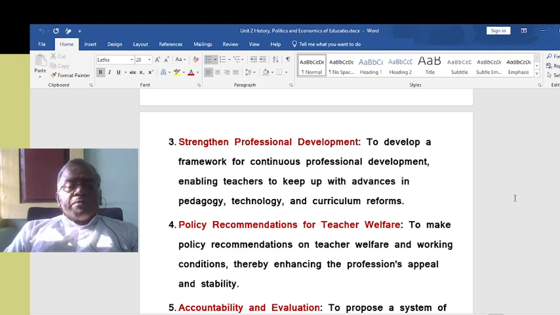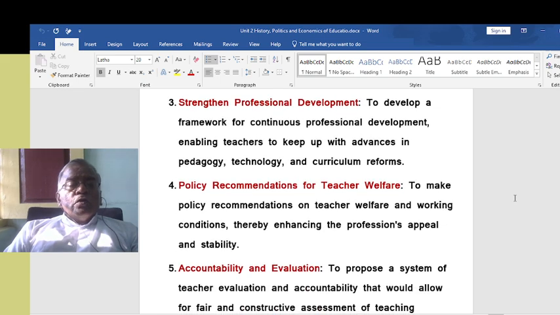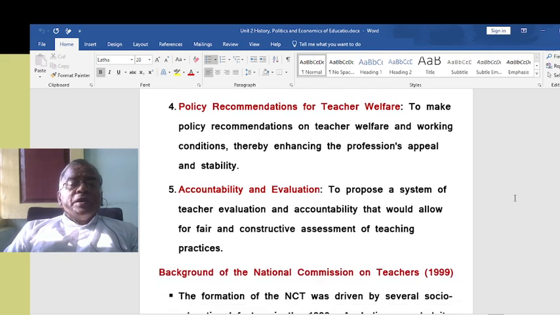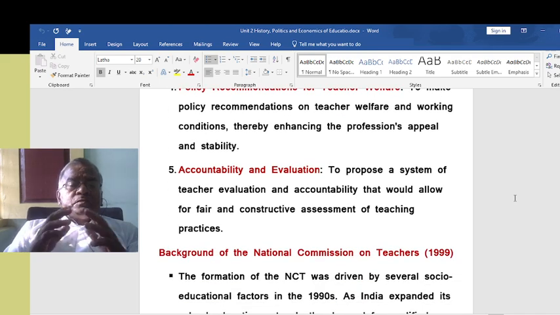Then policy recommendations for teacher welfare. To make policy recommendations on teacher welfare and working conditions, thereby enhancing the profession's appeal and stability. Policy recommendations on teacher welfare. Accountability and evaluation. To propose a system of teacher evaluation and accountability that would allow for fair and constructive assessment of teaching practices. Accountability and evaluation.